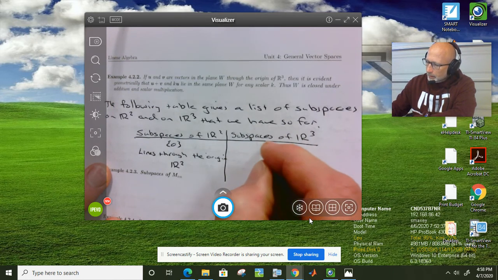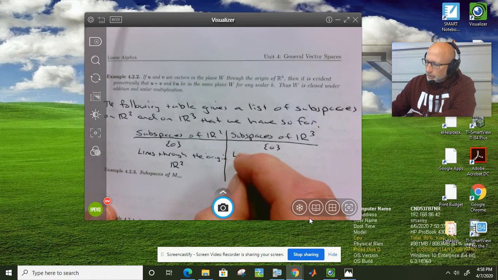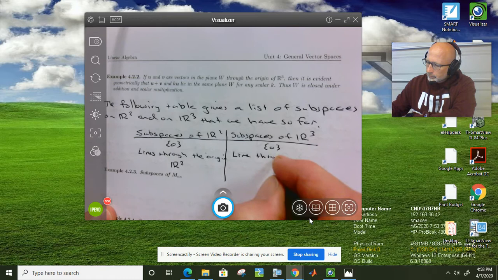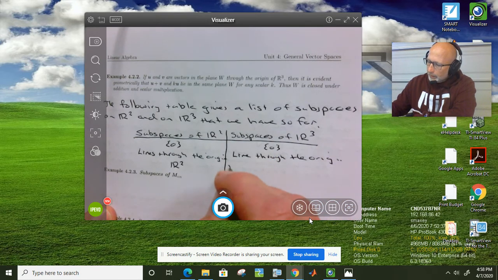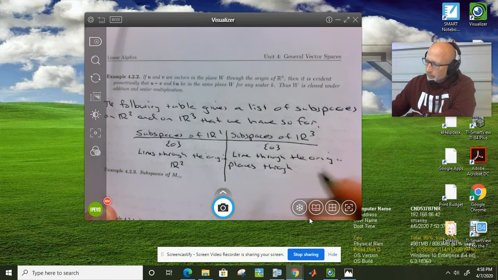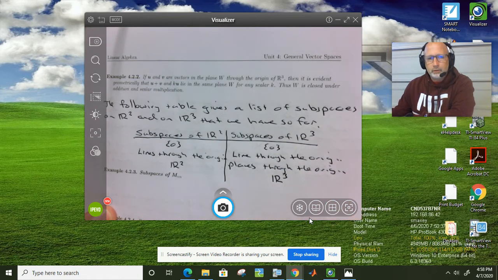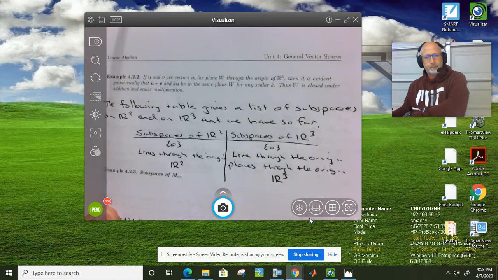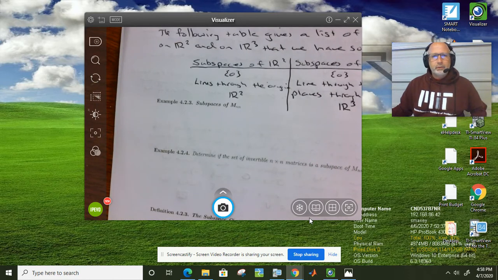Once again, 0. The 0 vector space is a subspace. We have lines through the origin. We have planes through the origin. And then once again, we have R3, which is a subspace of itself. Okay, what about matrices?